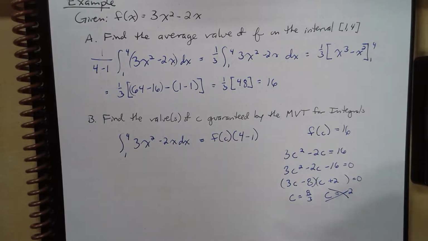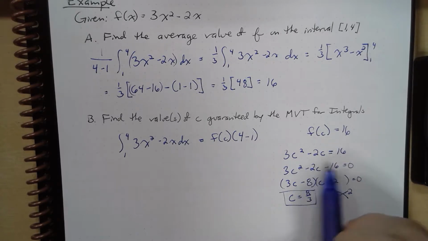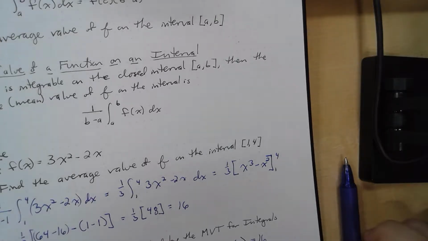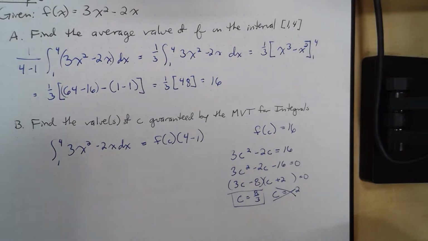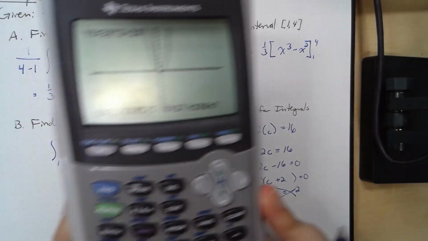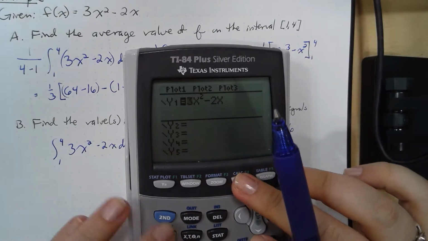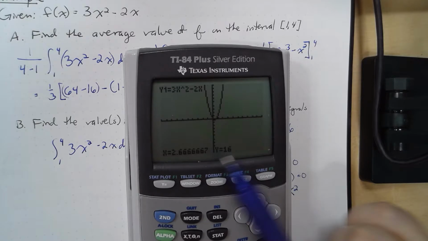All right? So that's our answer. When is f of c equal to this? When c is equal to 8/3. All right. Okay, so I did do that correctly. I can't even remember why I paused now, but I wanted to show you that if you graph this on a calculator, so I graph 3x squared minus 2x, and if I trace this at 8/3, look, it's 16.